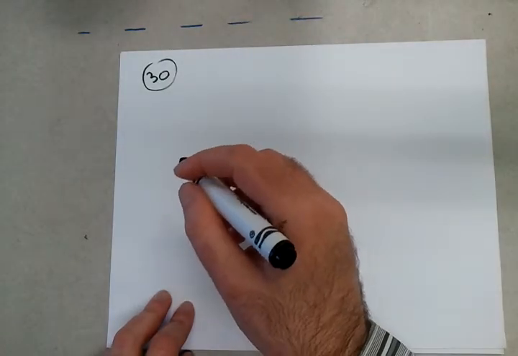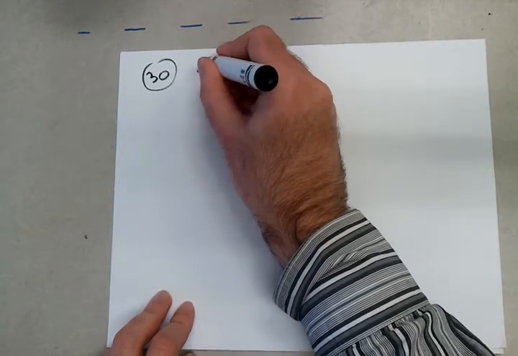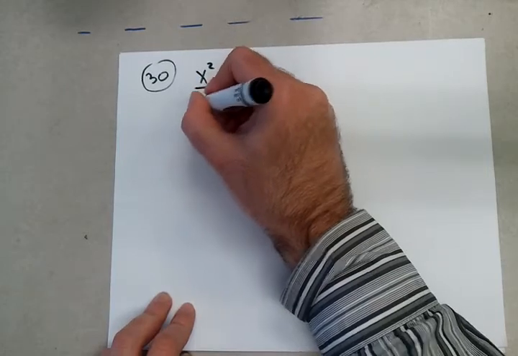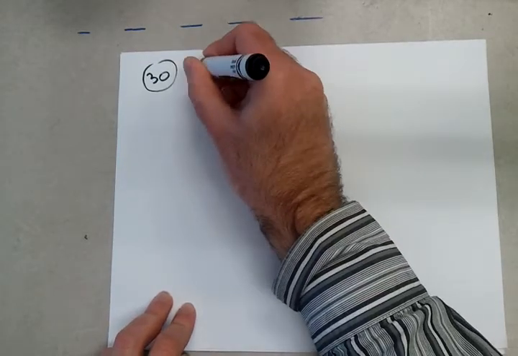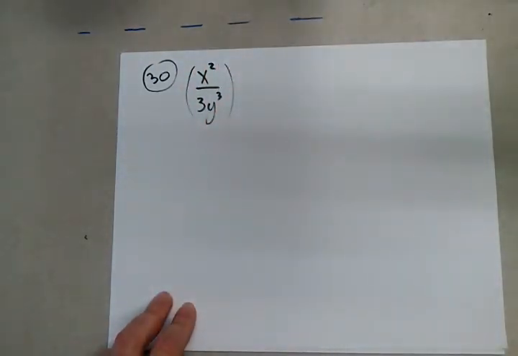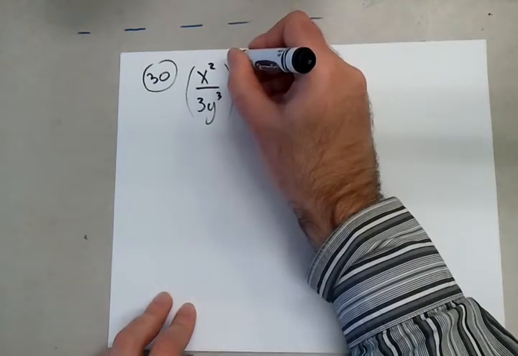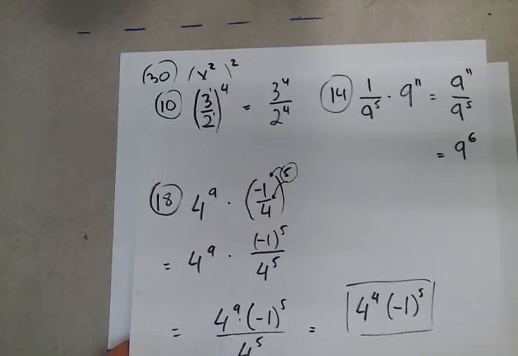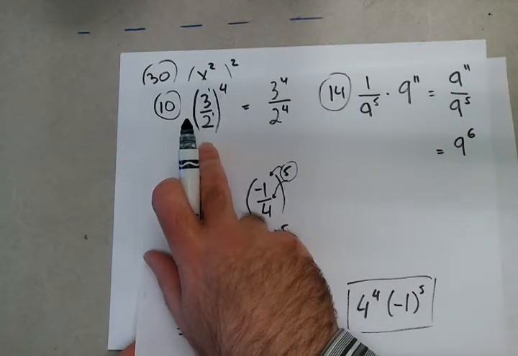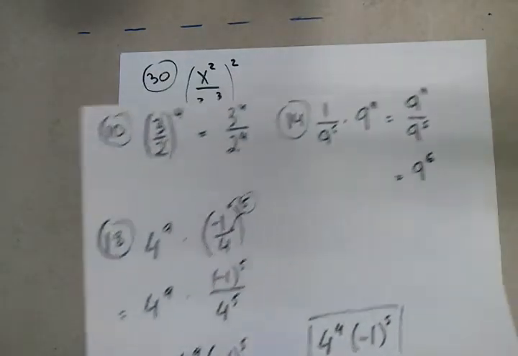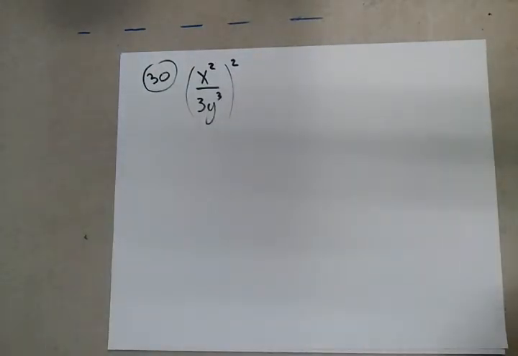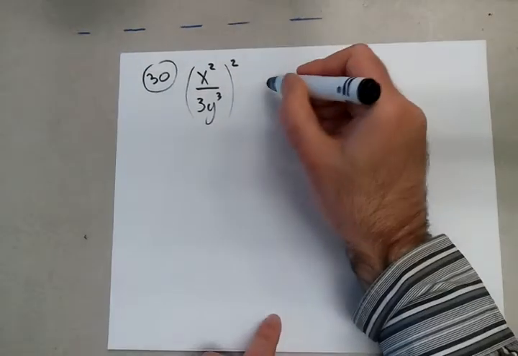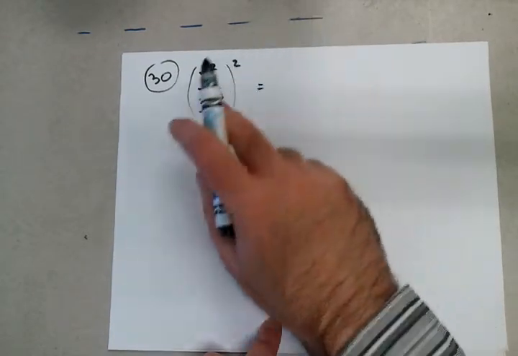you have x squared over 3y cubed, so x squared over 3y cubed, everything taken to the second power, so everything squared. Again, just like the problems here, just like this problem for example, you treat the numerator and the denominator separately and then you kind of combine them. Let's look at the numerator first.